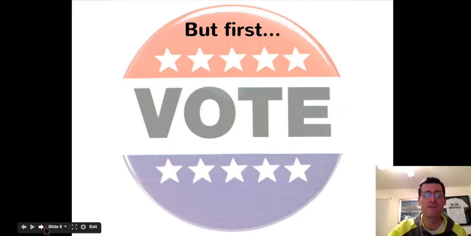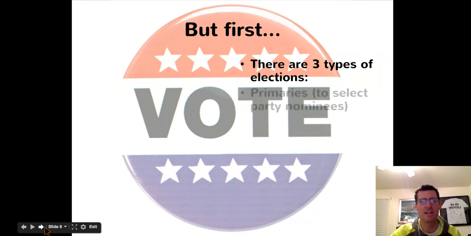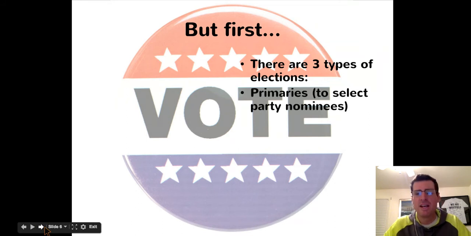Okay, but first, let's get a little bit of background just about elections in general. Here in America, we have three types of elections. Type number one are primaries. Now, in a primary, people from the same party will compete with one another to get their party's nomination.